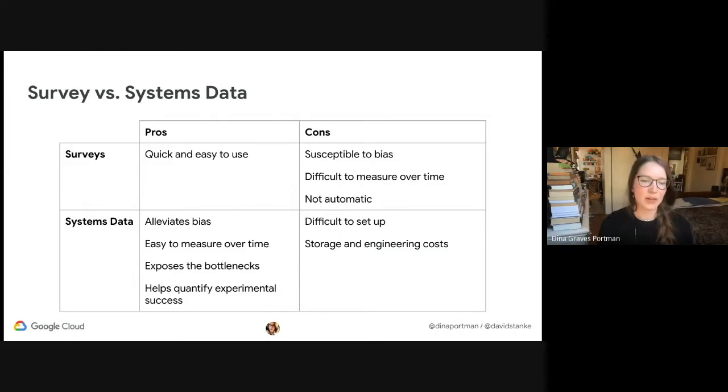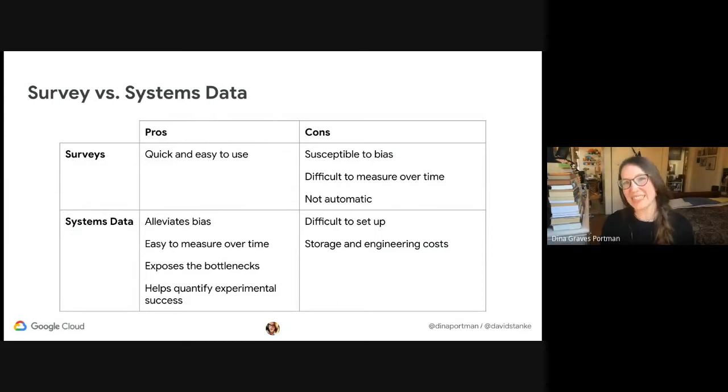And last of all, it really helps quantify experimental success. So if you are doing an experiment, maybe you are using some kind of new architecture for your application, and you have a hypothesis that this is going to help improve your deployment frequency. If you have the systems data, you can see, sometimes pretty early, like week to week, that your deployment frequency is trending in one direction or another, which would be really difficult to do with surveys, because if you were just constantly taking surveys, survey fatigue is a thing, and your response rate will drop off really quickly.